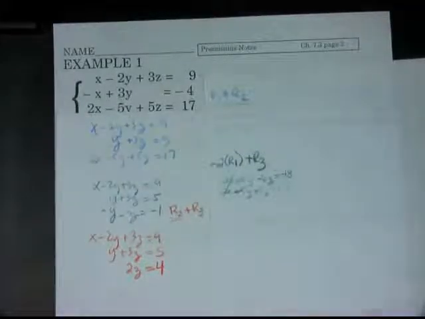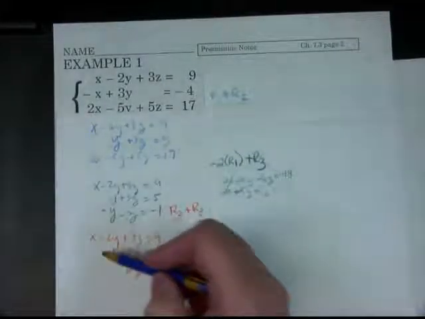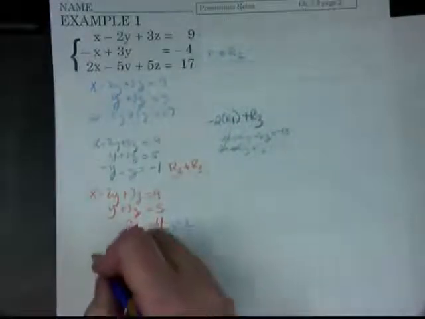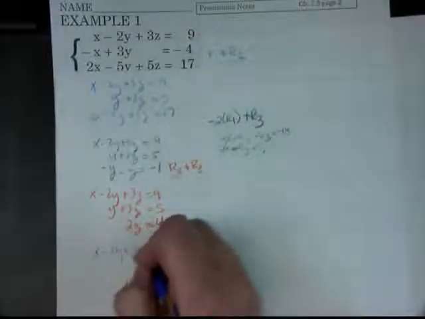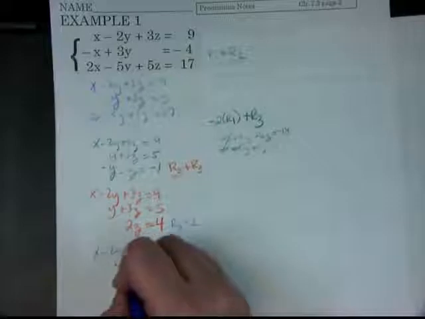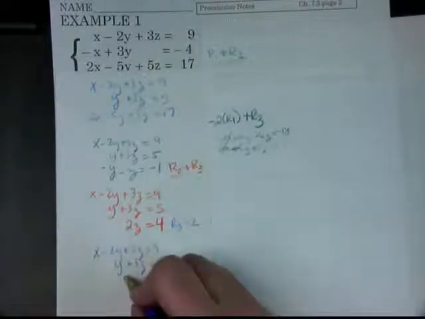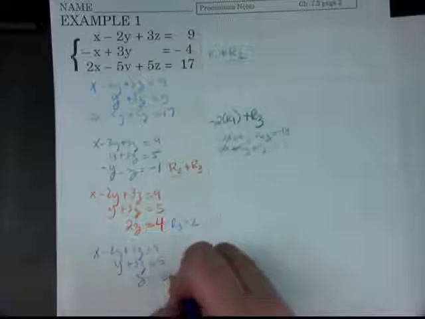I'm almost there. I got a 1x, I got a 1y, but I need a 1z, so I have to take row 3 and divide it by 2. So I get the first one stays, second one stays, and then the third one becomes z is 2.